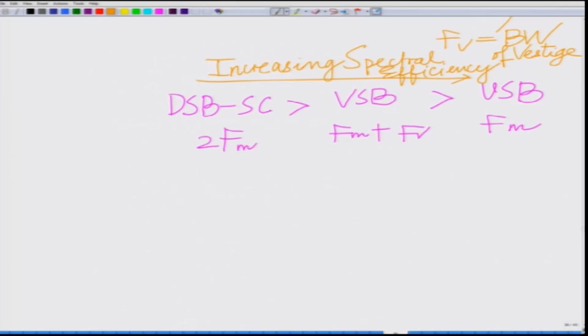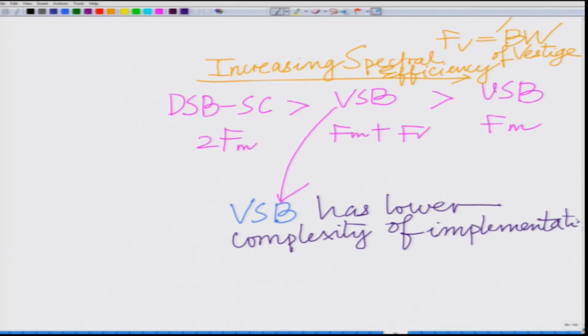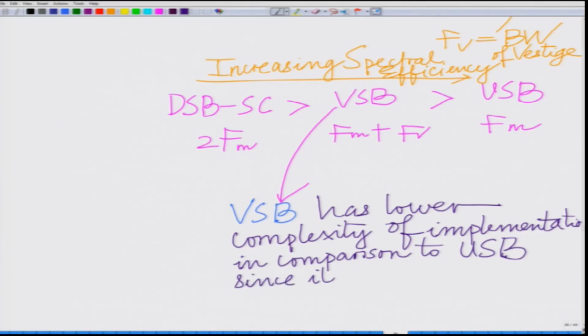Okay. So, however, VSB has lower complexity, complexity meaning the implementation complexity, in comparison to USB, since it does not require an ideal high pass or low pass filter, ideal high pass filter.